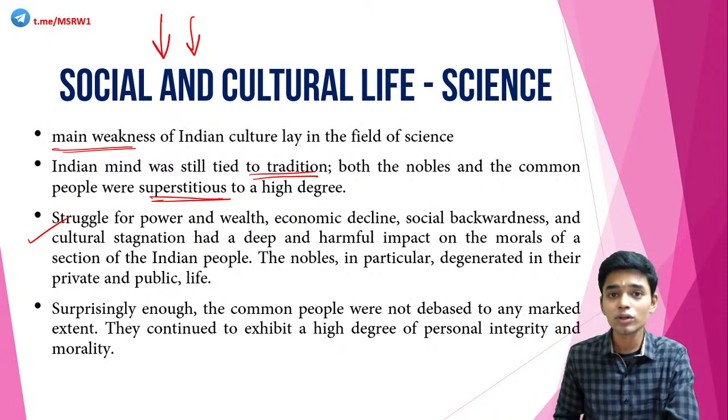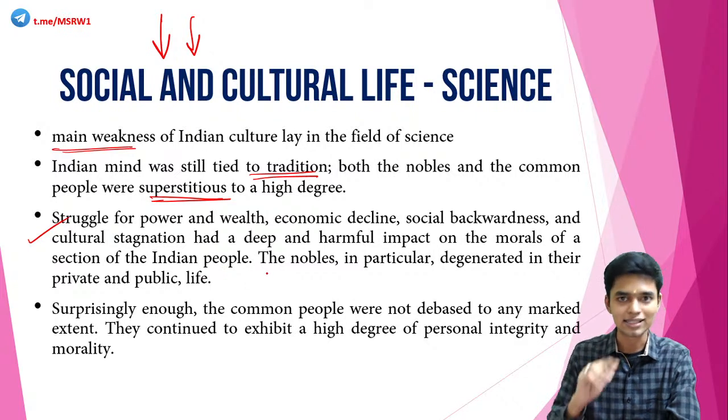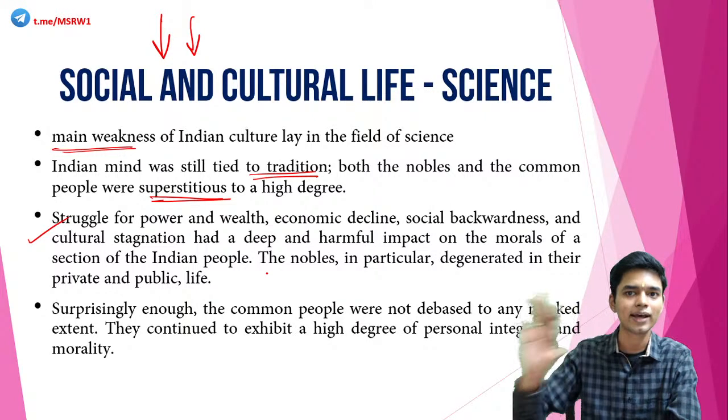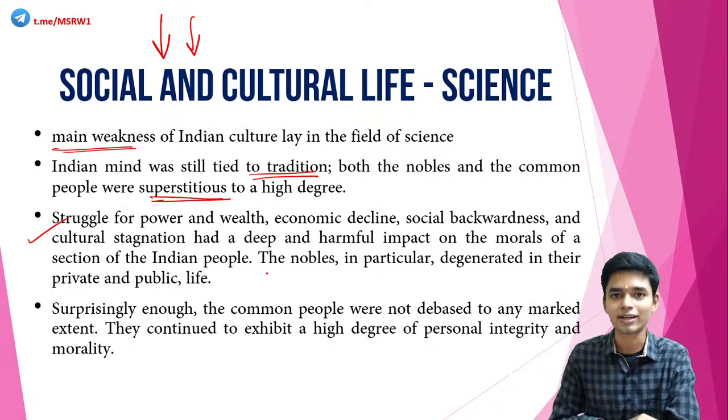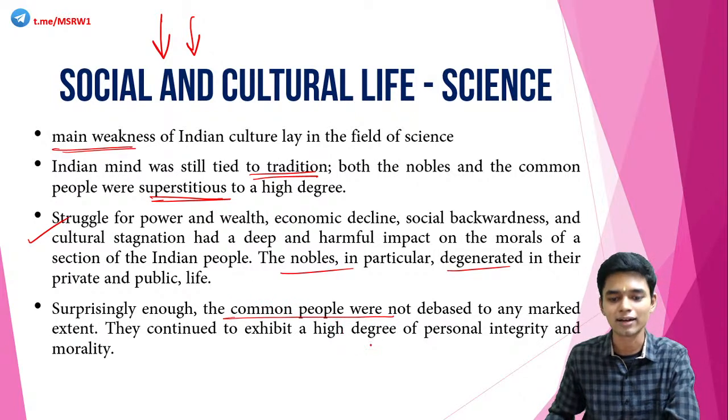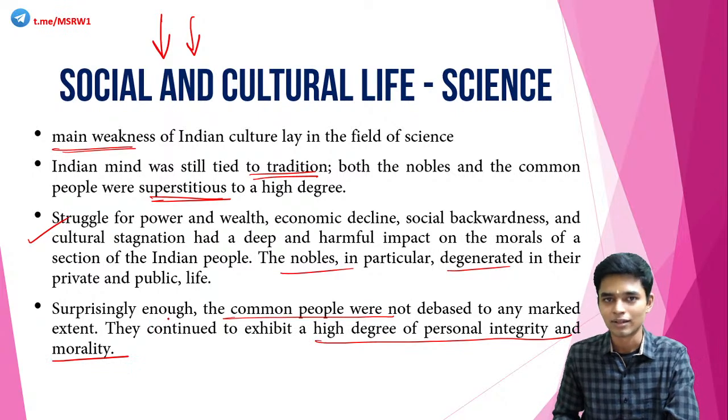But although the upper class, especially the nobles, had a degenerate kind of life, it is very surprising to see that the common people of India still upheld that kind of integrity and morality. Okay, this is a very important statement. Despite the nobles having a degenerated public or private life, the common people of India were not debased to any marked extent, and they upheld a high degree of personal integrity and morality. Clear?